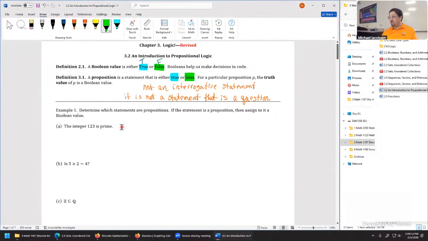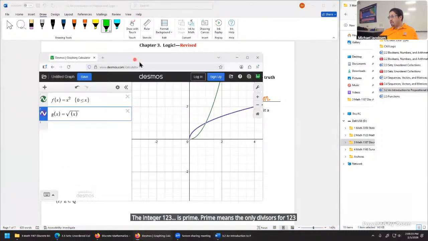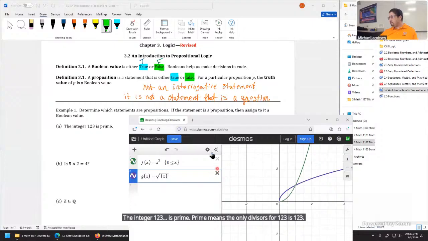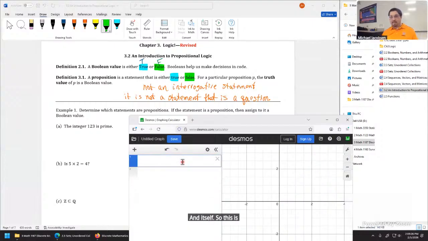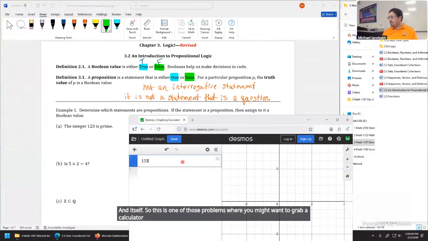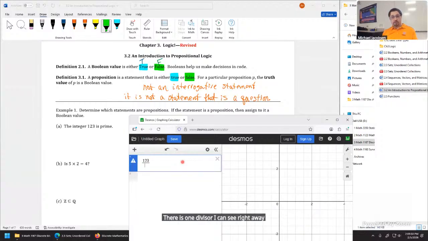So here's the first one. The integer 123 is prime. Prime means the only divisors of 123 are 1 and itself. So this is one of those problems where you might want to grab a calculator. There is one divisor I can see right away. It's definitely not 2, but 3 will divide that. Goes in 41 times. So the moment we found an integer divisor between 1 and 123, it means it's not prime.